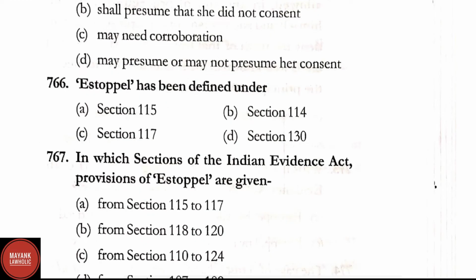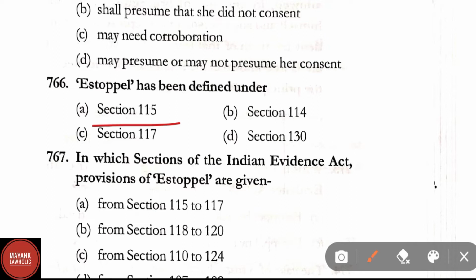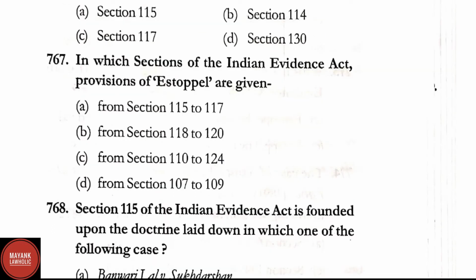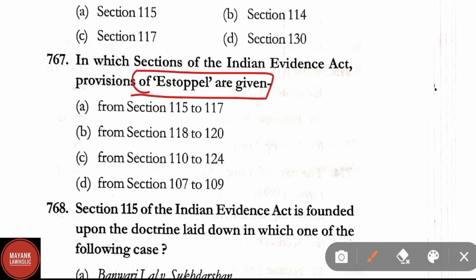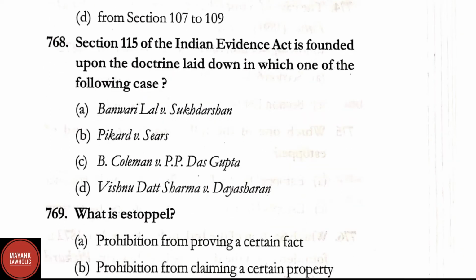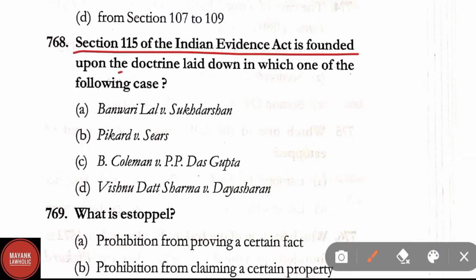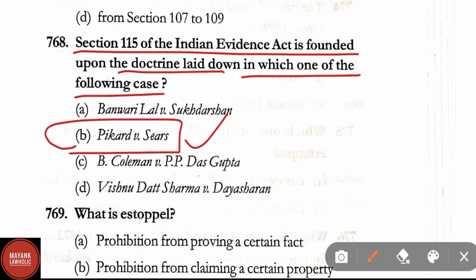Question number 766. Estoppel has been defined under section 115. Here option A is the correct answer. Question number 767. In which section of the Indian Evidence Act are the provisions of estoppel given? Here the correct answer is option A only, section 115 to section 117. Question number 768. Section 115 of the Indian Evidence Act is founded upon the doctrine laid down in which of the following cases? Here the correct answer is option B, that is Pickard versus Sears.